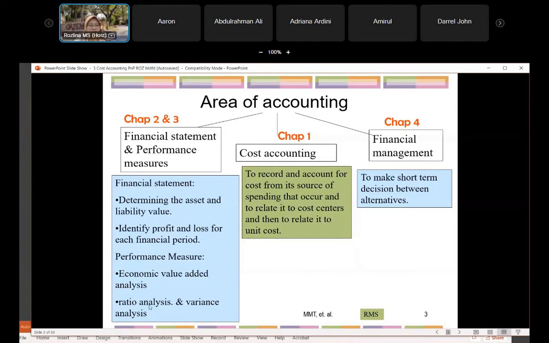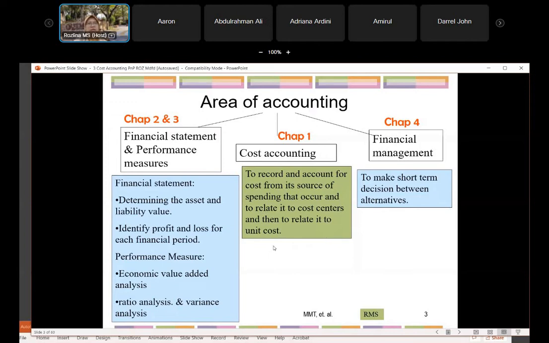Okay, this one will have 2 other topics: economic value added analysis and ratio analysis. Ratio analysis is one topic and variance analysis is one topic. Then we have cost accounting. Here, you will learn how to record and account for cost from its source of spending, and to relate it to cost centers and then to unit cost.